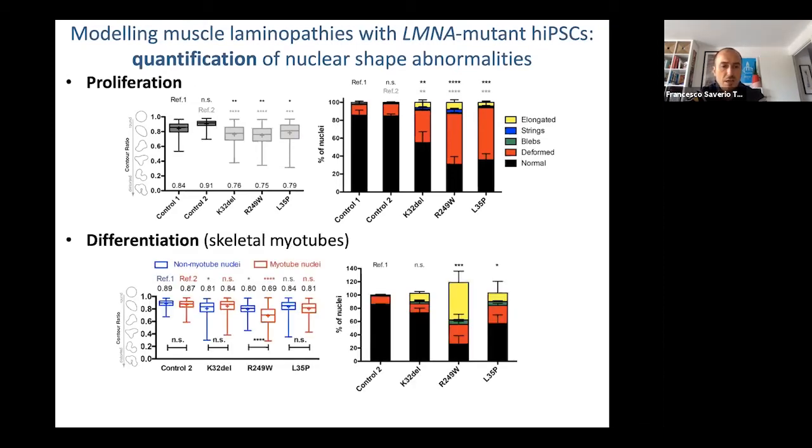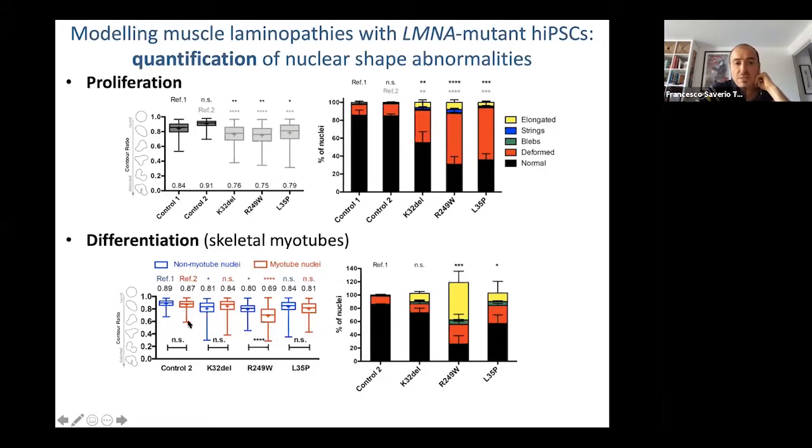What was interesting, though, is what happens when you move on and look at the fully differentiated iPS cells. When I say fully differentiated, I refer to the actual skeletal myotubes. When we say myotubes in the skeletal muscle field, we refer to multinucleated muscle fibers in vitro. When we were looking at the phenotype of those nuclei, we observed something interesting. We were initially expecting to see worsening of this contour ratio, basically an even lower number here in the myotubes, because that is where the disease should manifest, in the actual myofibers.